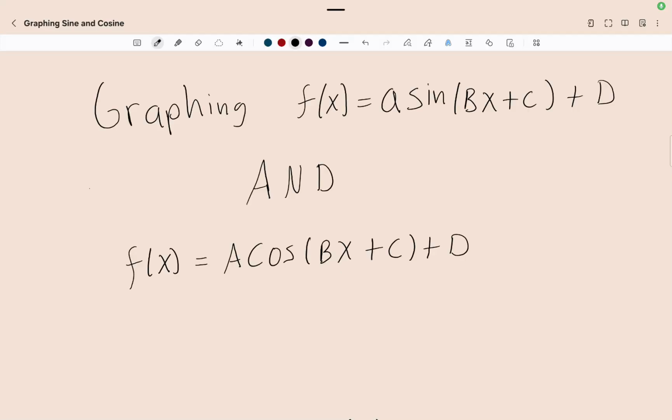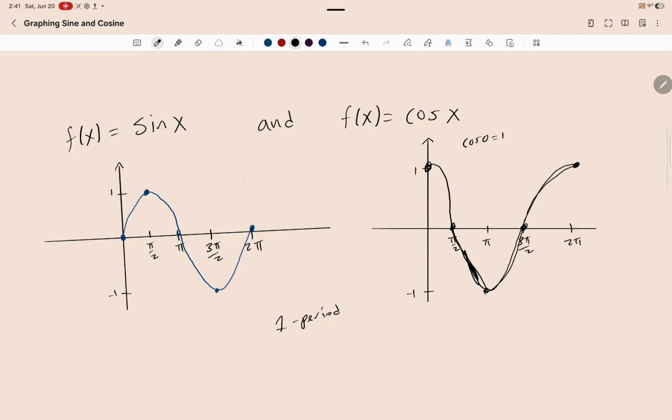In this video, we're going to learn how to graph the sine function and the cosine function. First of all, we have to recall the simple sine and cosine functions. Notice that at 0, the value of sine is 0. At pi over 2, it's 1. At pi, it's 0 again. At 3 pi over 2, it's -1. And at 2 pi, it's 0.